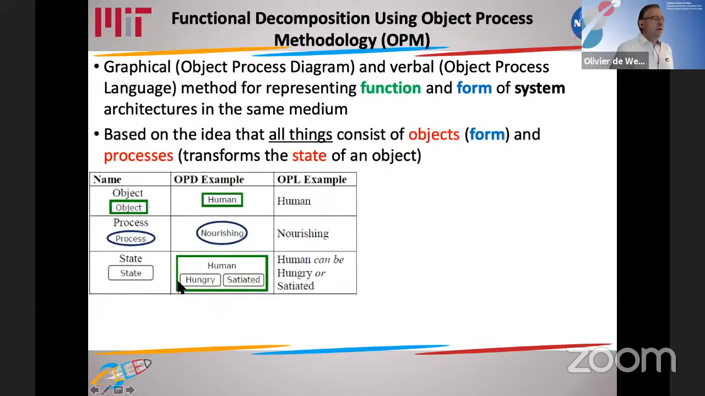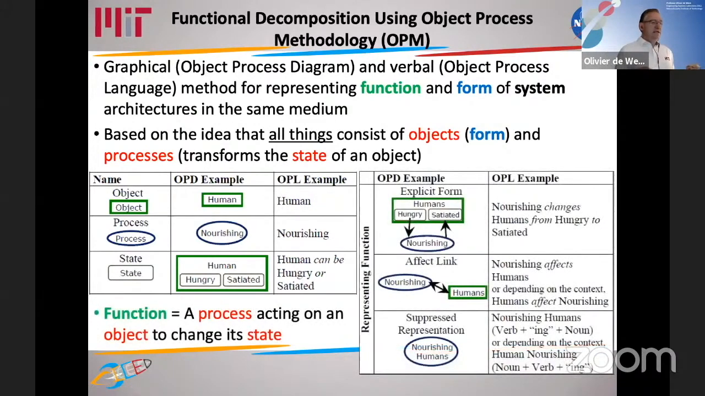And it's based on the idea that everything in the world is a thing, either an object or a process. So objects are the elements of form, and processes transform the state of the objects. So we talked about humans, that we need to nourish them. So the object in this case is the human, the process is nourishing, and the state that is being changed is changing the human from being in a state of being hungry to a state of being nourished or satiated.